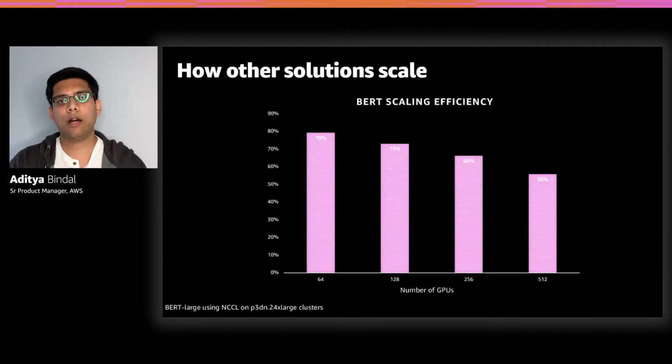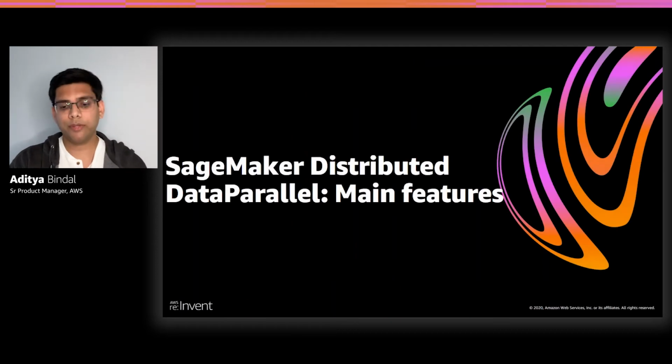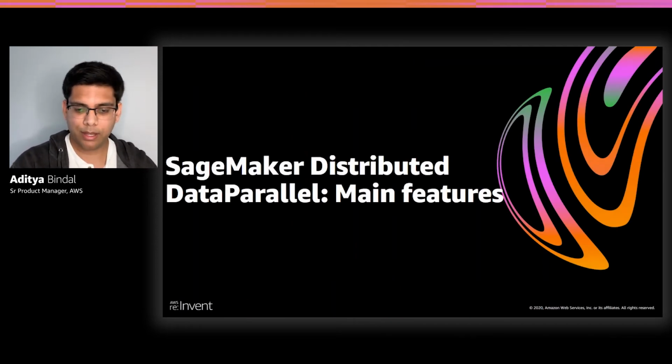So if we look at how state-of-the-art solutions scale today, as you increase the number of GPUs, your scaling efficiency starts to fall because that all-reduce step is now taking longer and longer. So once we get to 512 GPUs, my scaling efficiency to train BERT large using these ring all-reduce algorithms falls to just over 50%. So to solve these challenges, we built SageMaker distributed data parallel.